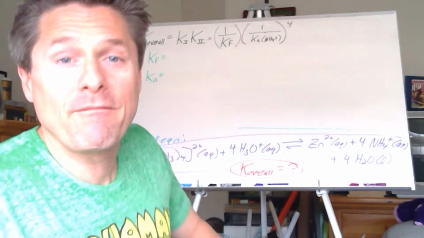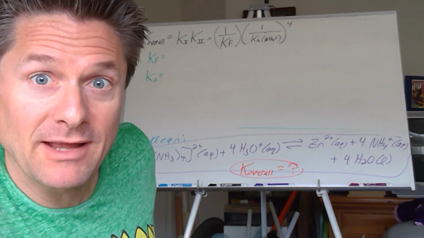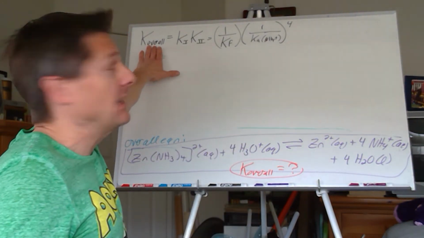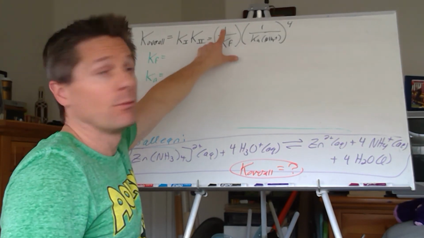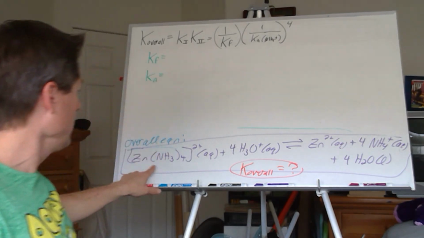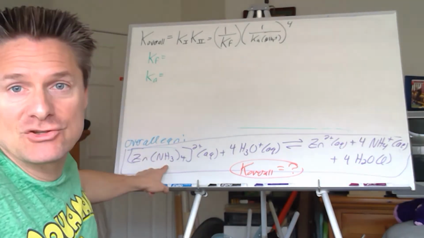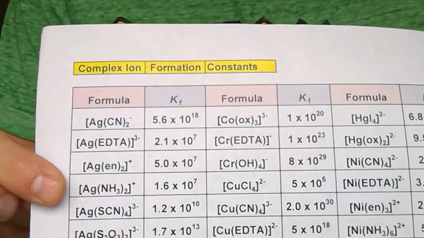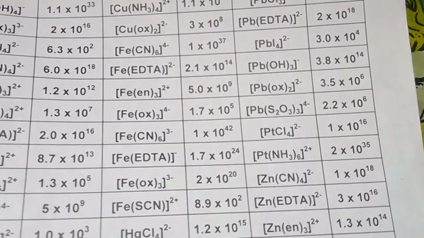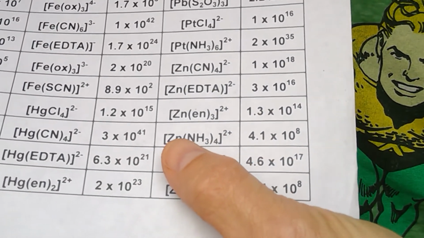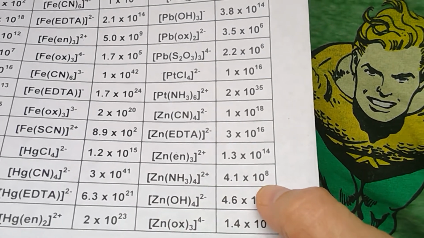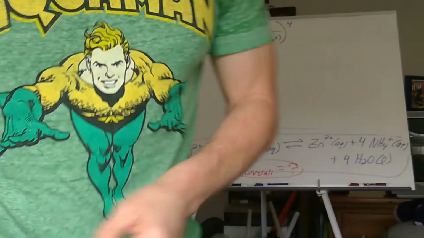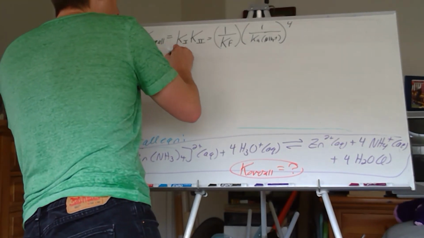All right. I don't know how far you got. Some of you probably got stuck right here. So we're getting K overall. We're going to take equation 1 times equation 2. Equation 1 is the reverse of the Kf value for the tetraamine zinc 2 ion. So let's look that up. Let's get our Kf table and look down to the zinc with the 4 ammonias. So this is the tetraamine zinc 2 ion. That's 4.1 times 10 to the 8th. Let's write that down.